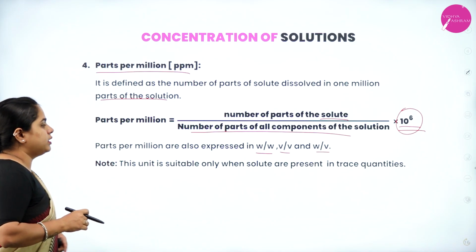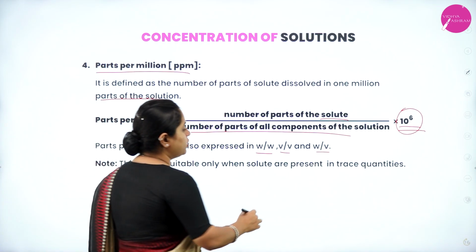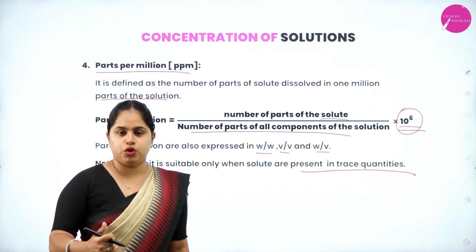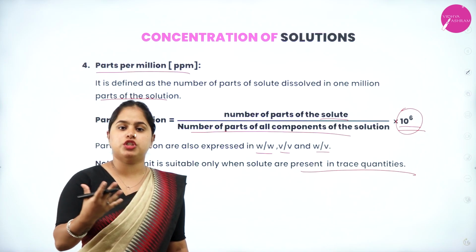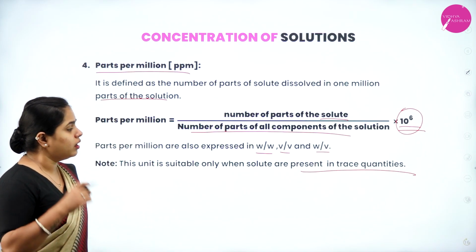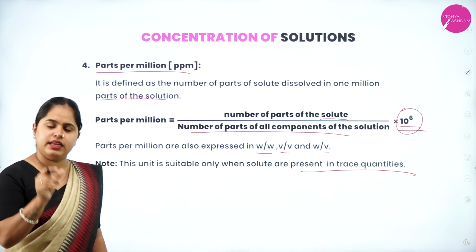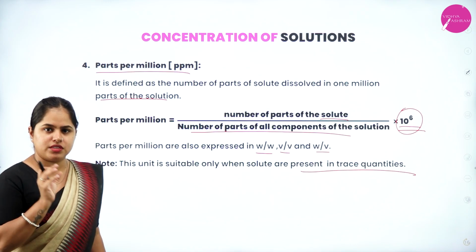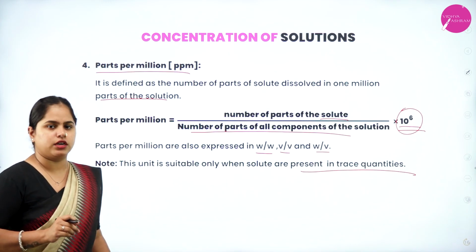Okay, so this unit is suitable only when the solute is present in trace quantities. So this method is generally used to measure the extent of pollution present in the air around us. So only when the amount of solute present is very less compared to the whole solvent or solution, we use this method, that is parts per million.